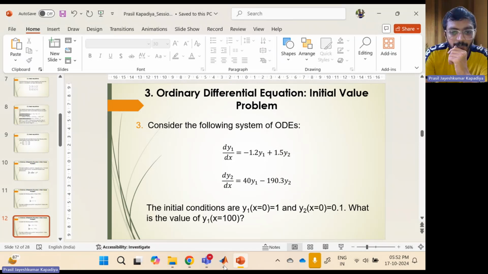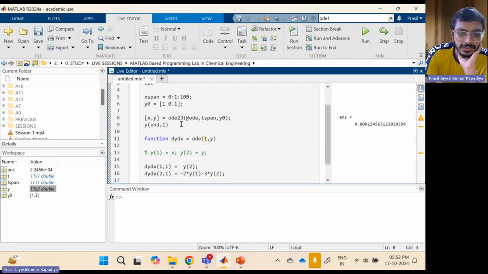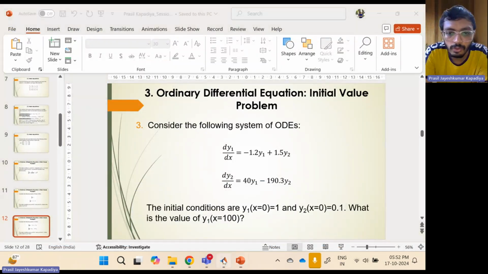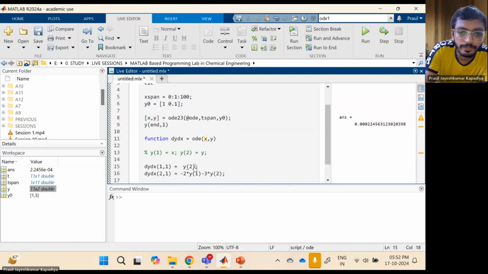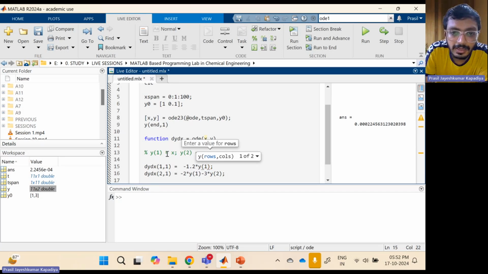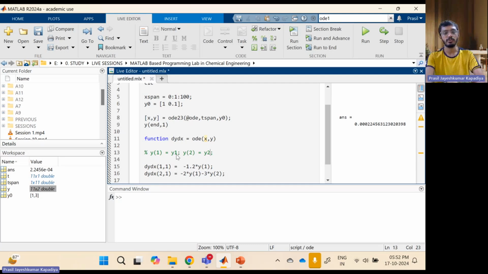Okay, I need y1 at x is equal to 100. So this is also correct. Y first, last row and first column. That will give me that. Okay, so here let's write down our equation x comma y. So my first equation is minus 1.2 into y1, where y1 is my y of 1. So y of 1 is my y1 and y of 2 is my y2. So my first equation is minus 1.2 y of 1 plus 1.5 y of 2.